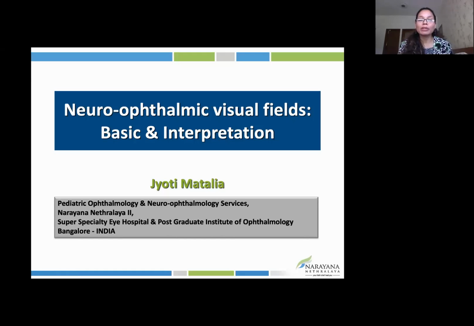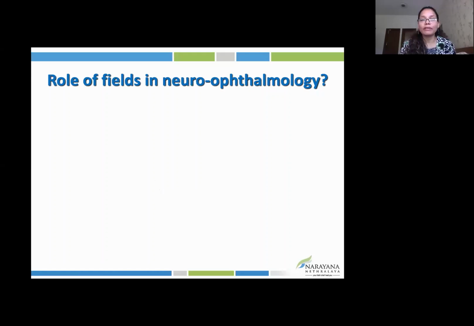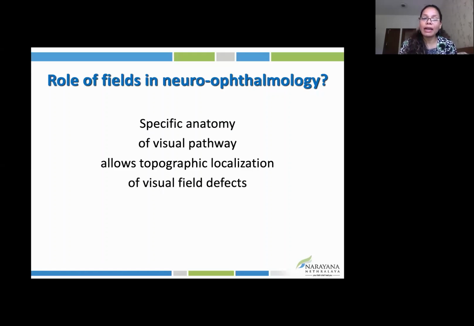Matalia, and I'm going to be talking to you on neuro-ophthalmic visual fields, basic and interpretation. So what is the role of fields in neuro-ophthalmology? It's a specific anatomy of the visual pathway, and this allows topographic localization of the visual field defects.